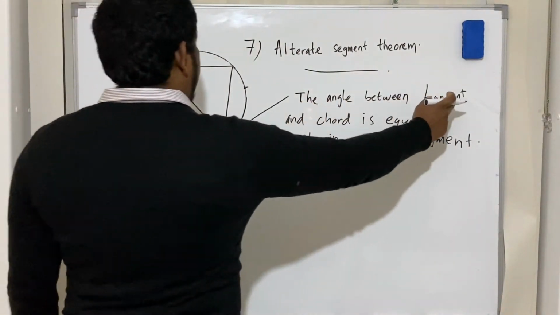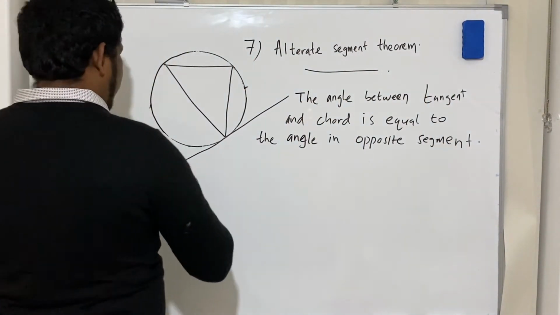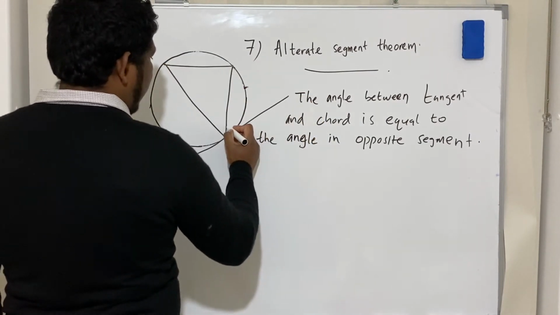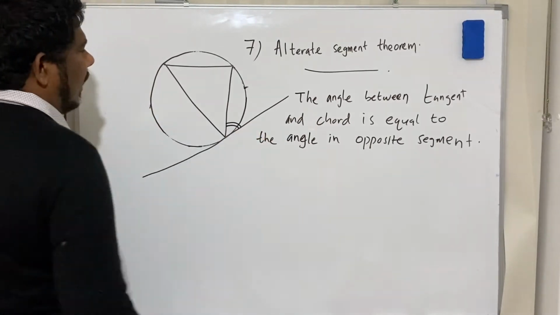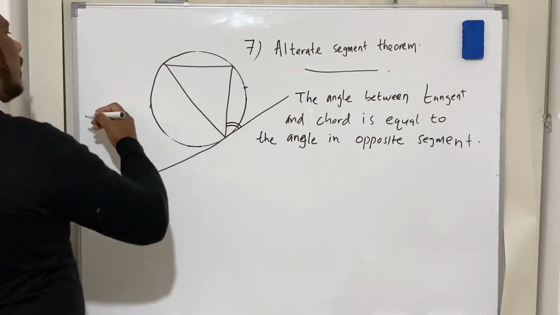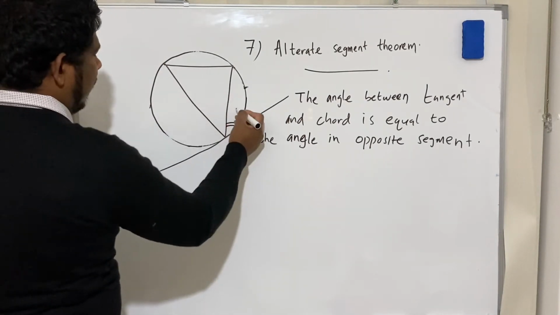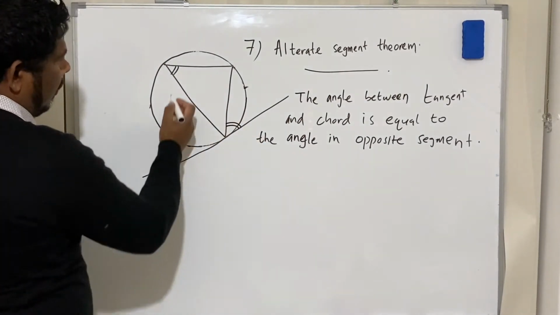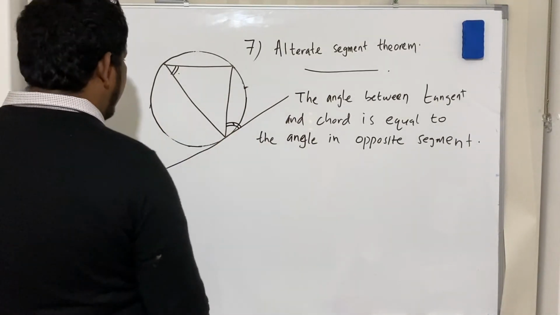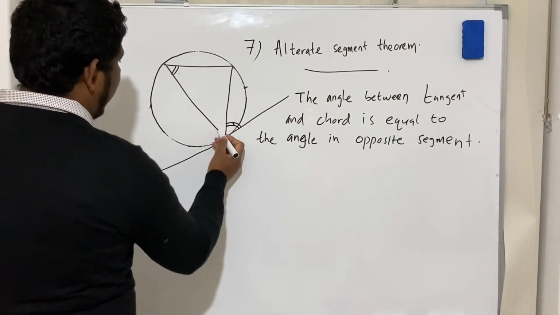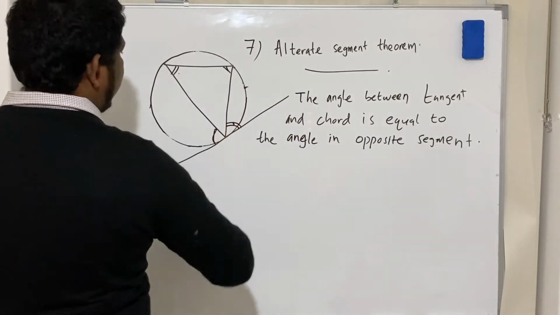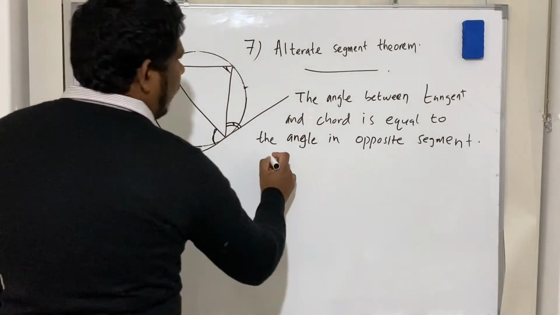The seventh rule is the alternate segment theorem. The angle between the tangent and the chord. So here is a tangent and a chord, and the angle between them is equal to the angle made in the other segment, the opposite segment, so not in this segment here. So this angle is equal to this angle, and you can say even this angle is equal to this angle. So that is the alternate segment theorem.